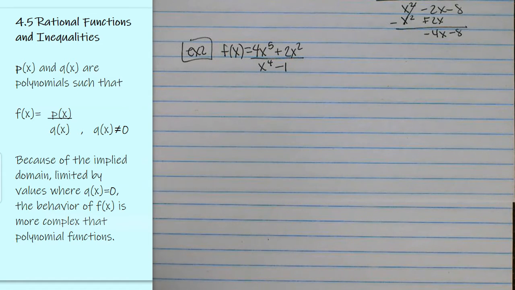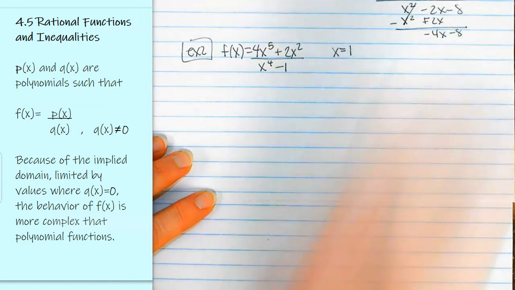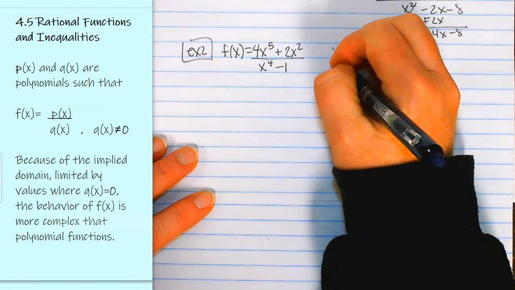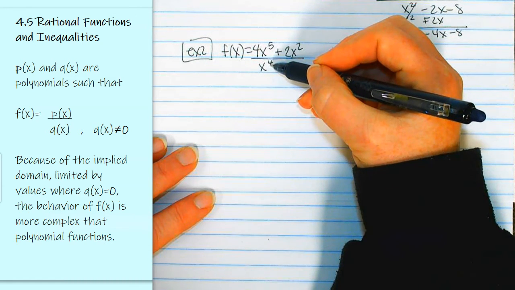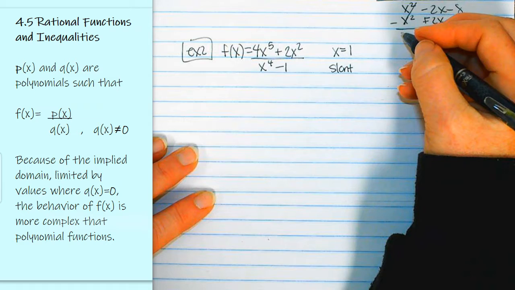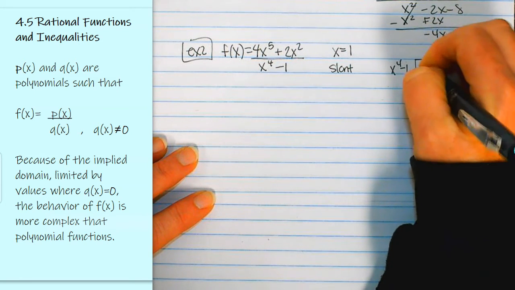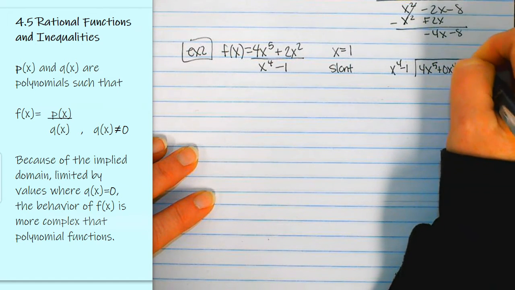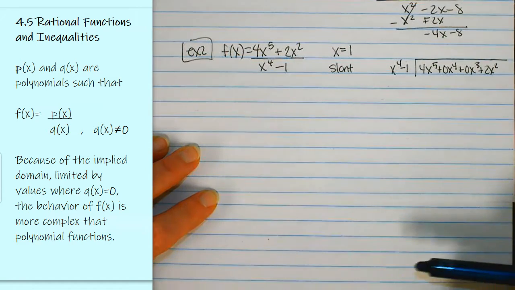Okay, so here I've got another example: 4x to the 5th plus 2x squared divided by x to the 4th minus 1. This is going to have a vertical asymptote at x equals 1. That's the number that breaks the denominator: 1 minus 1 would be 0. I'm going to have a slant asymptote because the degree is 1 more than it is on the bottom. And to figure out what that is, I'm going to do division: x to the 4th minus 1 into 4x to the 5th plus 0x to the 4th plus 0x cubed plus 2x squared, and then I'll probably have a remainder after that. So let's see what happens.